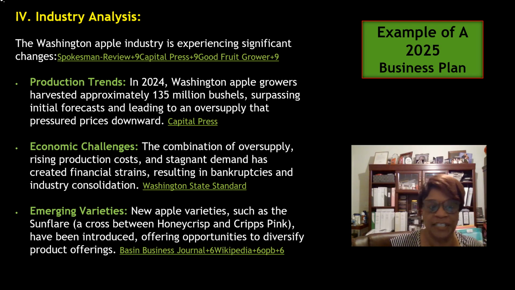Okay, we're now in section 4, the industry analysis. What are the production trends? What kind of economic challenges do you have? What emerging varieties of apples are competing with you that you need to keep up with? And as you can see, I have quoted different sources, and I have the sources listed. In your business plan, when you start quoting sources, you need to indicate who they are so they can be referred back to by any prospective investor or loan officer.